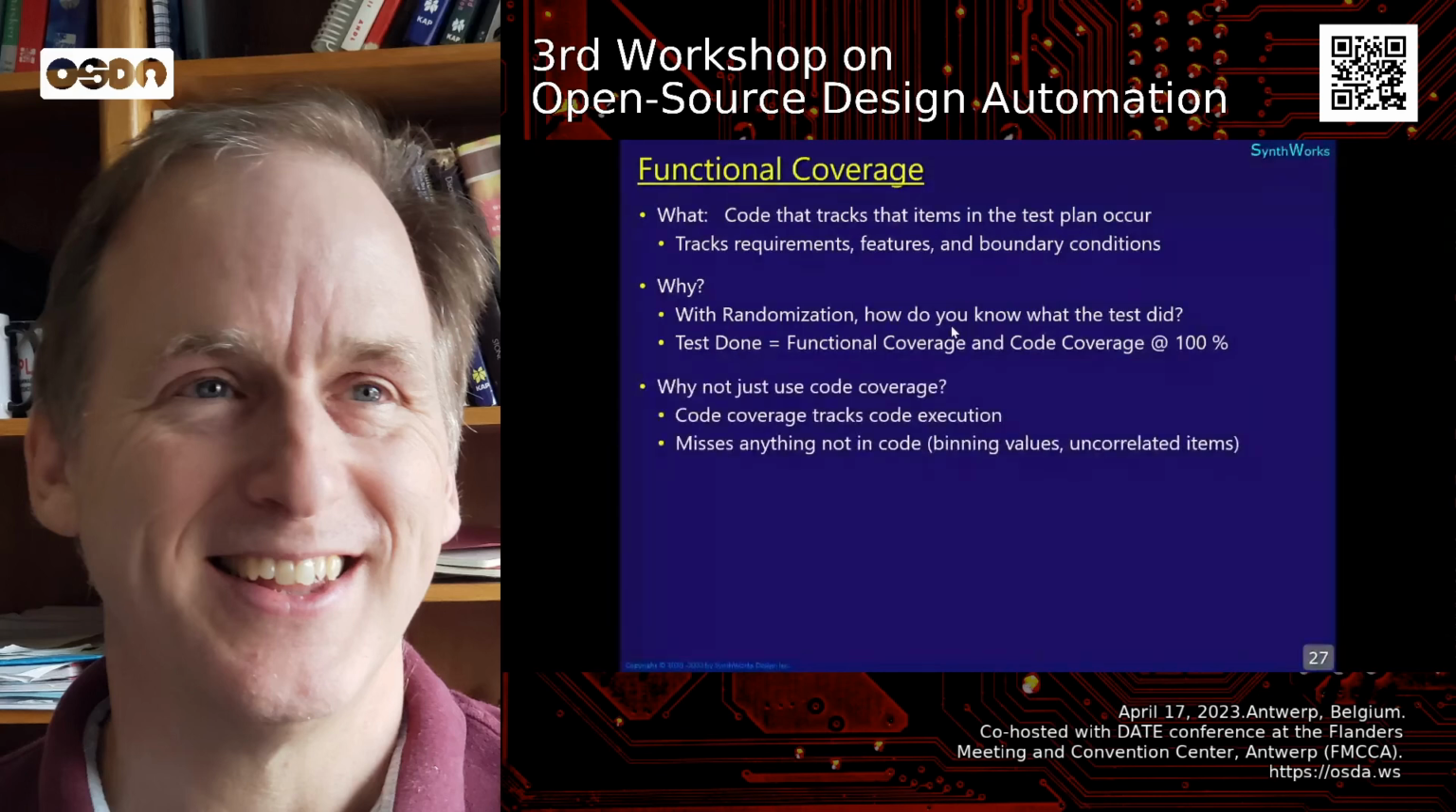Now, why not just use code coverage? So code coverage tracks code execution, but it misses anything that's not directly in the code, such as binning values from a register or things that are independent that we need to correlate.